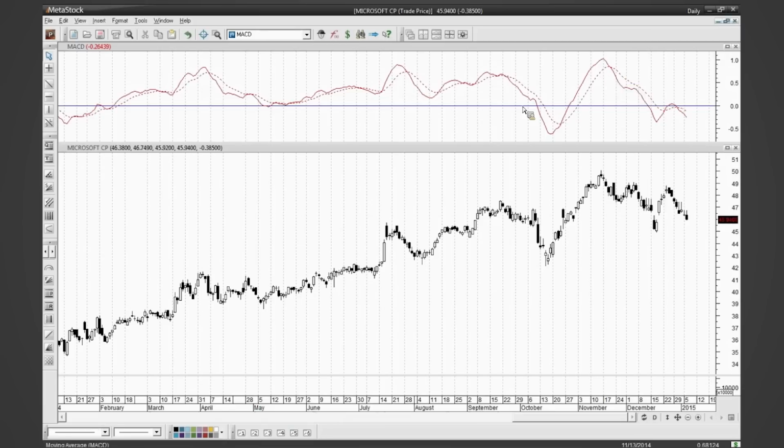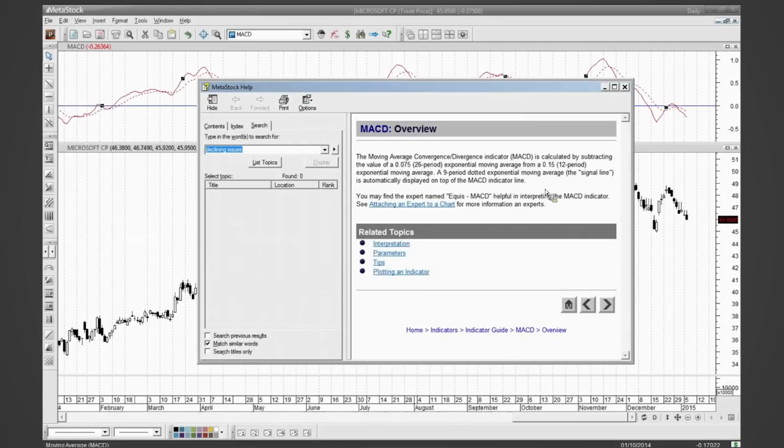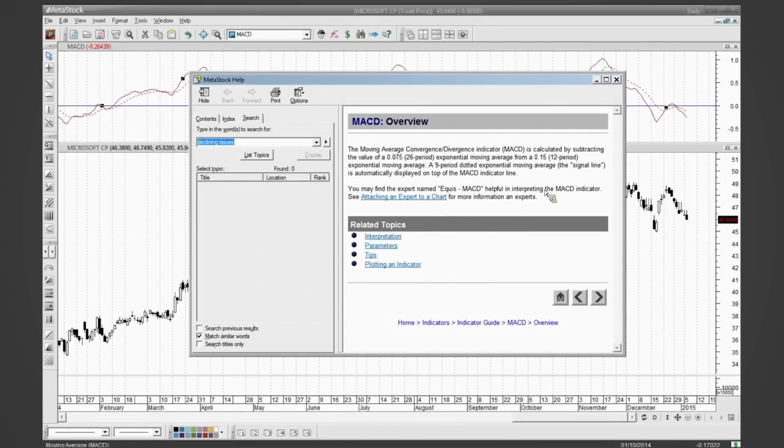Okay, so now if you're not familiar with an indicator or how to use an indicator, one of the things you can do is right-click on it. And this is true for just about everything in Metastock. Right-click, go to Help, and it will give you an overview of how to use the indicator and what the indicator is designed to do. So this gives me an overview, walks me through it.